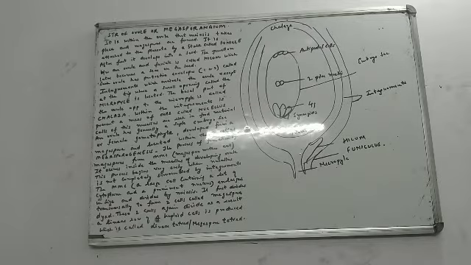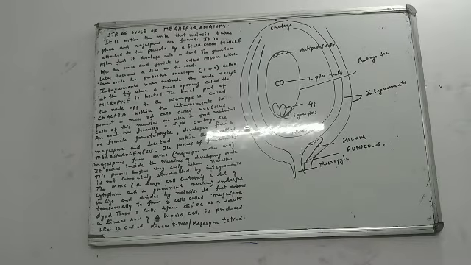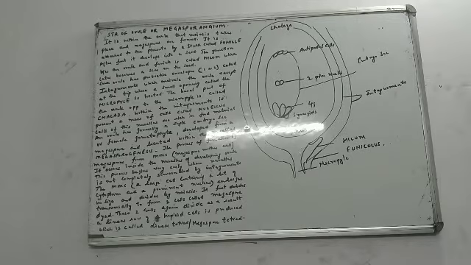Each ovule has protective envelopes. They could be one envelope or two envelopes, which are called integuments. These integuments encircle the ovule at all places except at the tip, where a small opening is located. That small opening is what we call the micropyle.